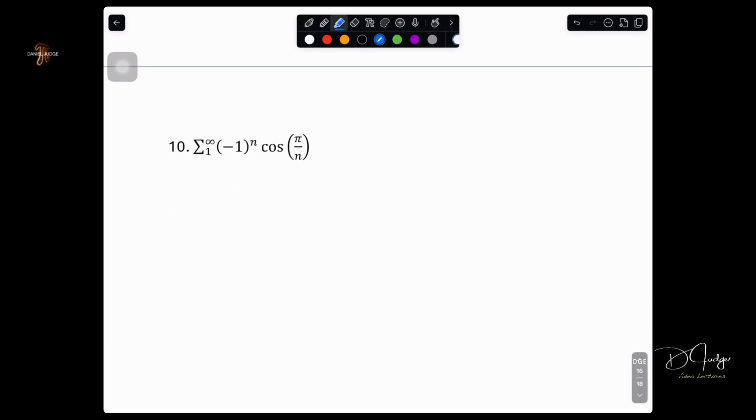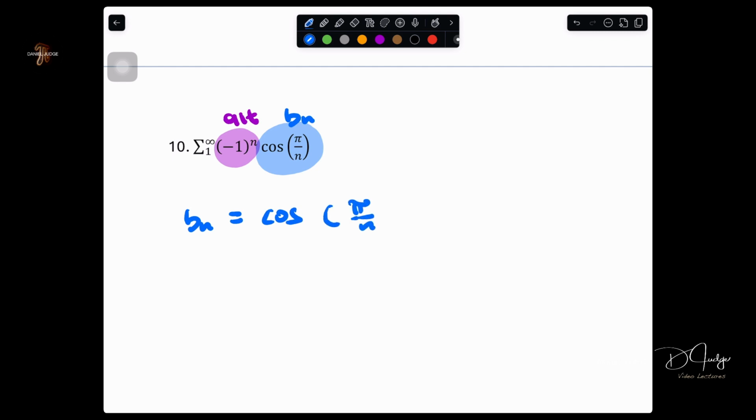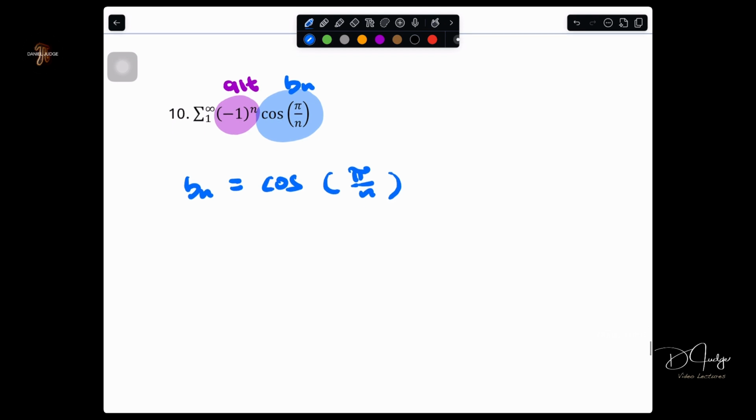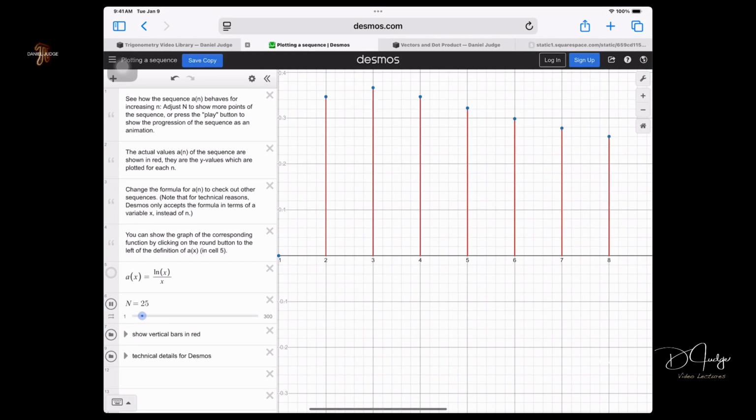Okay. Number 10, you have the alternating series. Here's our Bn. Bn equals cosine pi over n. Okay. Well, I think we have an issue here, maybe. Cosine pi over n. Take a look at what's happening here.